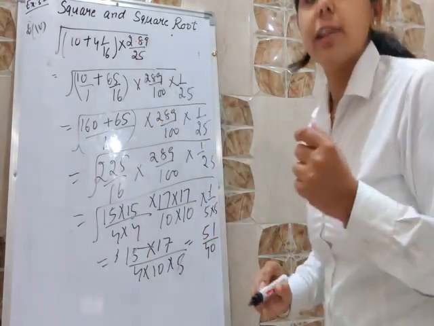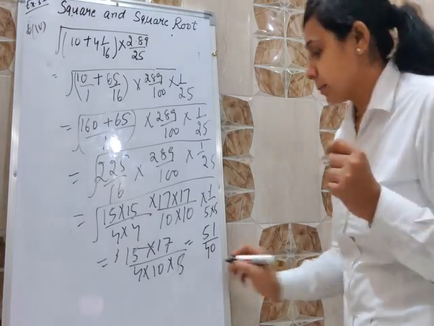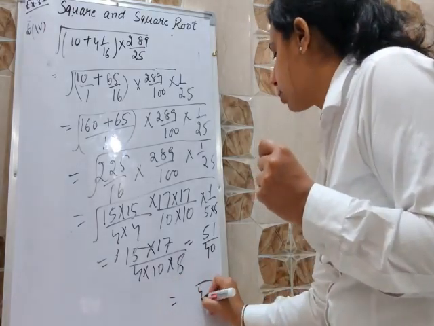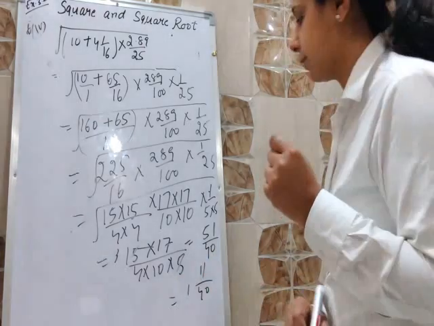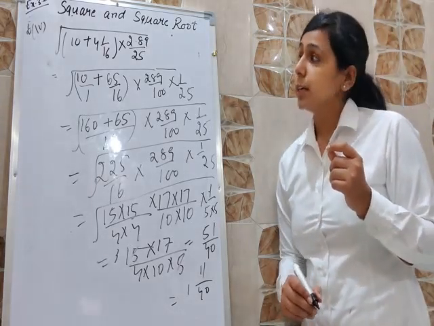So it's given in the mixed fraction and decimal. You can use any one. So you can write here 1 and 11 by 40. So this is the answer of the 6th question.